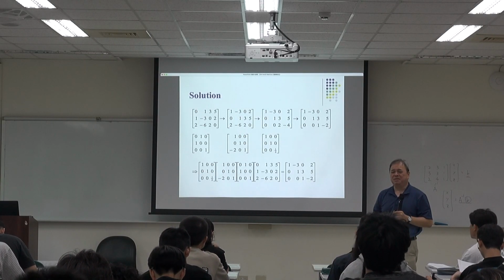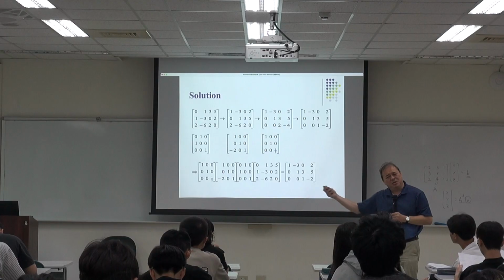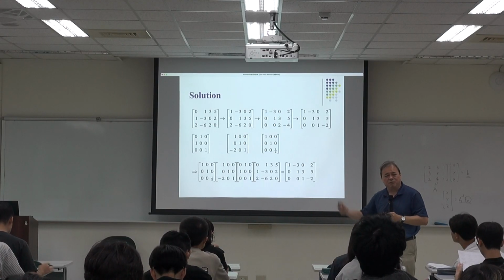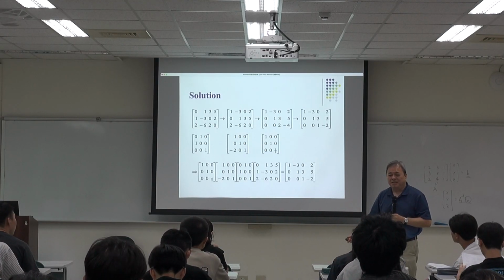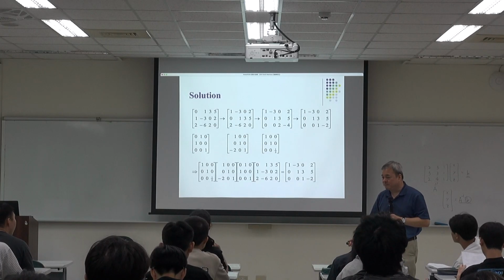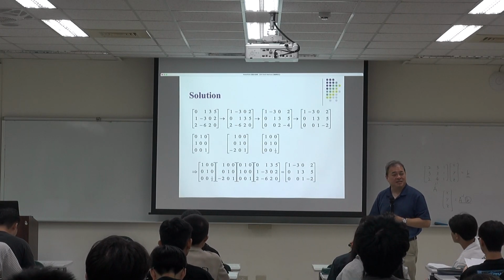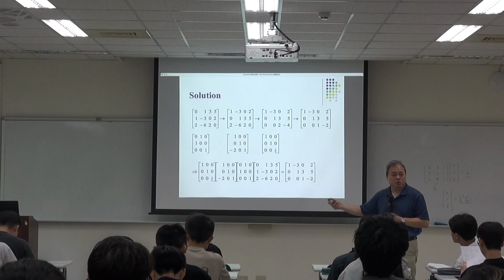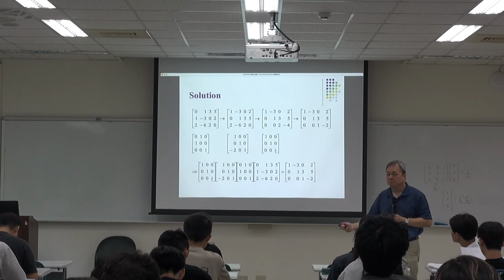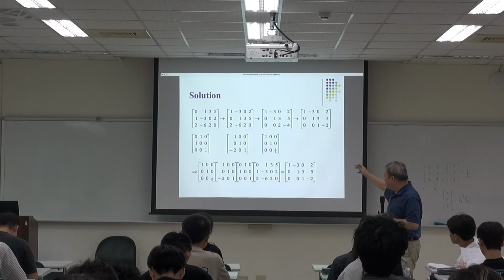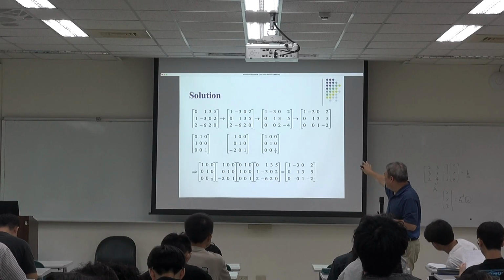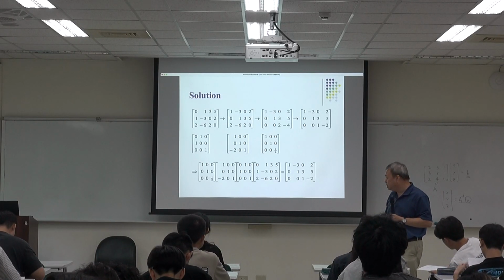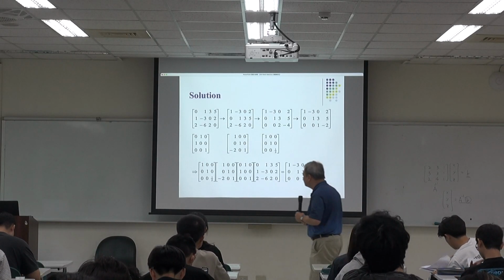If you notice, you can continue this process to obtain Gauss-Jordan elimination, obviously, by using elementary row operations. It's just that here we stop at the row echelon form.